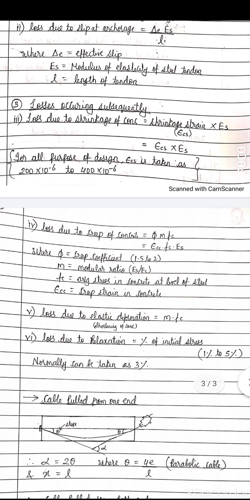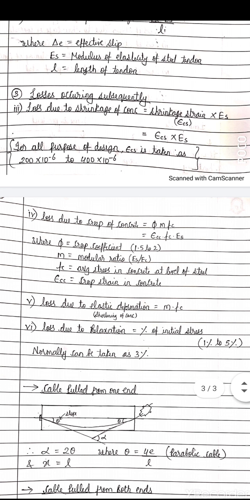And then coming to the last loss, which is loss due to relaxation, it is given as a percentage of the initial stress. Generally the range is 1% to 5%, and normally we can take this loss due to relaxation as 3%. This value will be generally given to you in the question. Any value which is not given in the question, we can assume a general value like 3%. So what is loss due to relaxation? This is nothing but your creep in steel. Like we have creep in concrete, similarly the creep in steel is termed as loss due to relaxation.